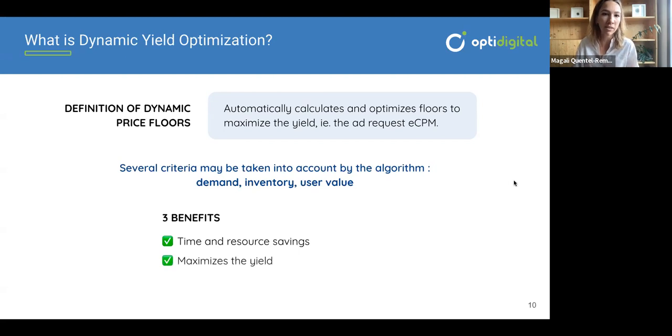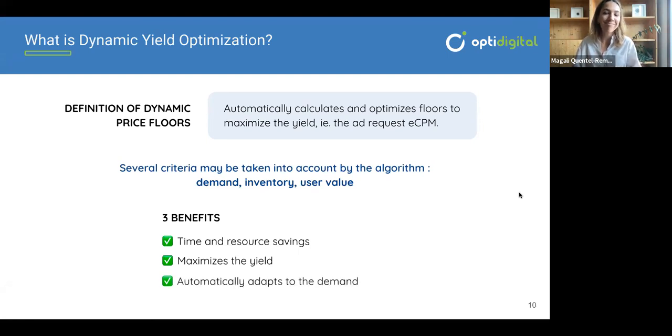The second benefit is that it's maximizing your yield. We have been testing the waters since spring 2021 with more than 100 sites. And we see that it has a positive impact, even when we are in a first price auction model. So it's very interesting because it's going to challenge buyers and find the real value for your inventory.